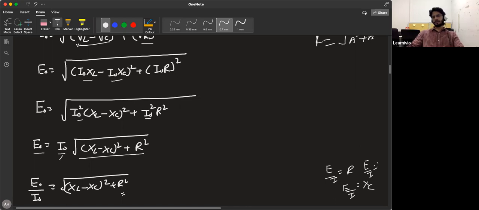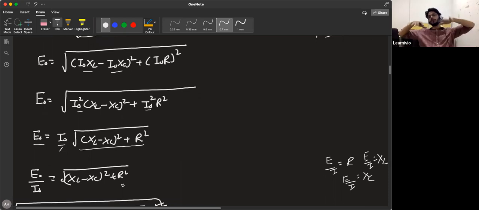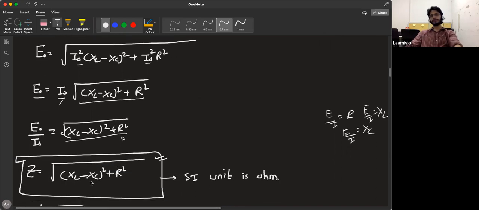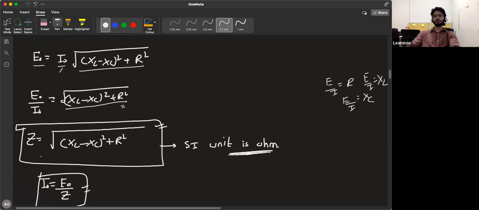XL. So now you have a circuit having a combination of inductor, capacitor, and resistor. So this E naught by I naught, which is this term, is known as impedance. It's root over XL minus XC square plus R square. The SI unit of impedance is ohm. This term is known as impedance. Impedance basically means the total obstruction offered by the combination of inductor, capacitor, and resistor.